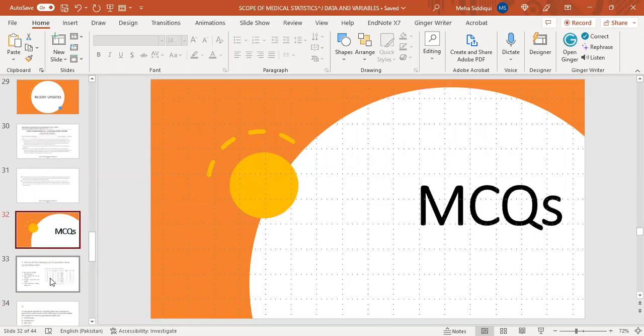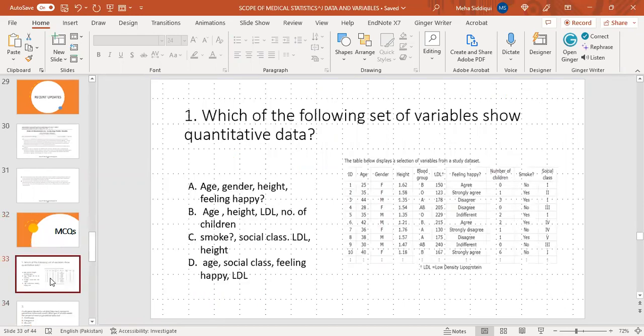Now, moving on to MCQs. MCQ number 1. The table below displays a selection of variables from a study data set, like age, gender, height, blood group, LDL, feeling happy or not, number of children, smoking status, and social class. Now, which of the following sets of variables show quantitative data?